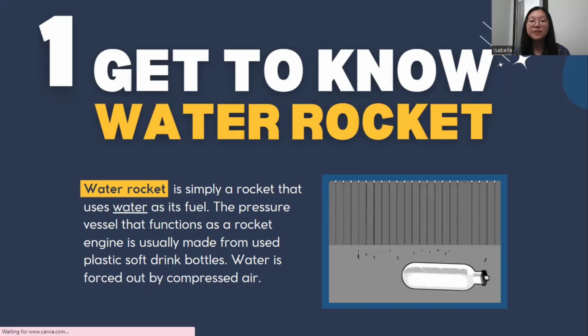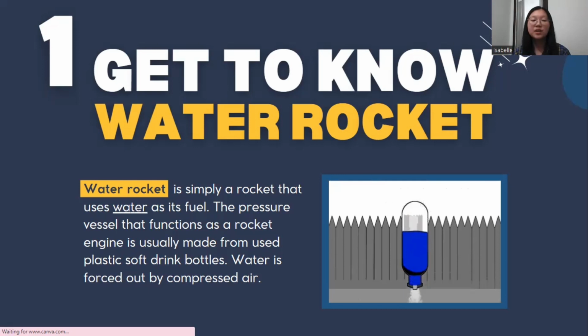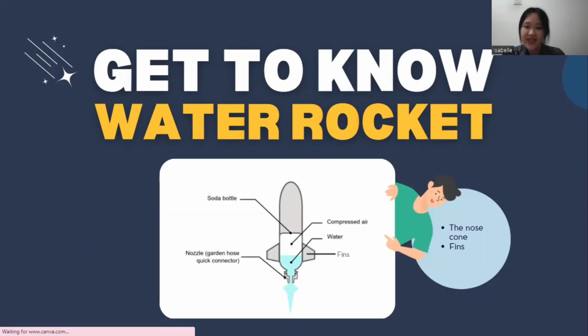A water rocket is simply a rocket that uses water as its fuel. The pressure vessel that functions as a rocket engine is usually made from used plastic soft drink bottles. Water is forced out by compressed air. So this is the illustration of the water rocket. There's a nozzle on the bottom, a garden hose, a quick connector, and then the soda bottle. The white part is the compressed air, and the blue part is water, and the fins.